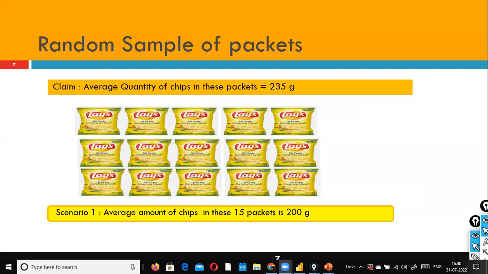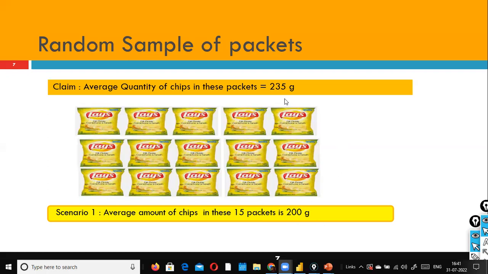200 gram. So what can we do? Can I say the claim made by the manufacturer is correct or not? See, on top of the packet they printed 235 gram, which means each packet has 235 gram quantity of chips in it. To test this, I bought 15 packets from different shops and unpacked them. After weighing, I could see the average quantity of chips, all these 15 packets put together, right?